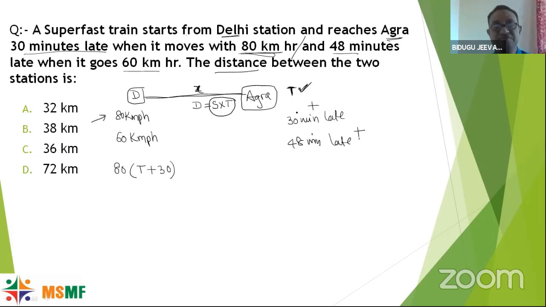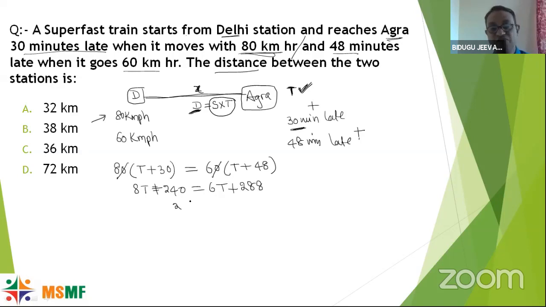Okay, because he took 30 minutes late, originally t minutes and 30 minutes extra, which is equal to 60 into t plus 48. Following? Now both are equal. Why? Because distance is the same. Simplify these two. 80t plus 240 is equal to 60t plus 240 plus 48 to 88, right? So 2t is equal to how much? 48. t is equal to 24 minutes.